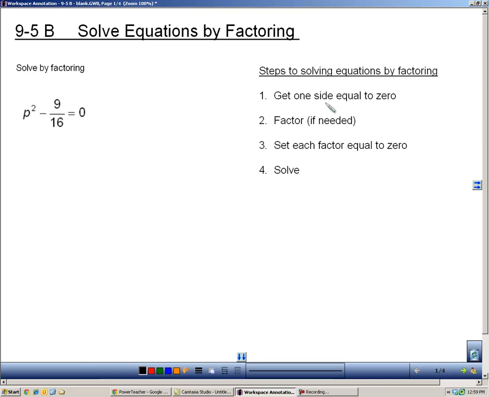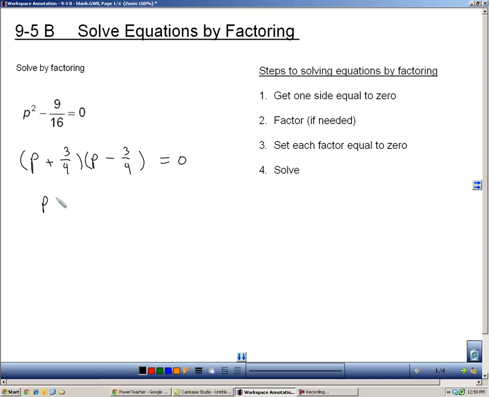So over here, we want to set one side of this equation equal to 0. It's already done. Step 2 says to factor. Well, if you notice, this is a p squared, which is a perfect square. You also should know that 9 and 16 are perfect squares. So this is a difference of squares because it has a minus sign in the middle. P squared comes from p and p. 9 over 16 comes from 3/4 and 3/4. One of them has a plus, the other one has a minus. That's factoring a difference of squares, as we've learned.